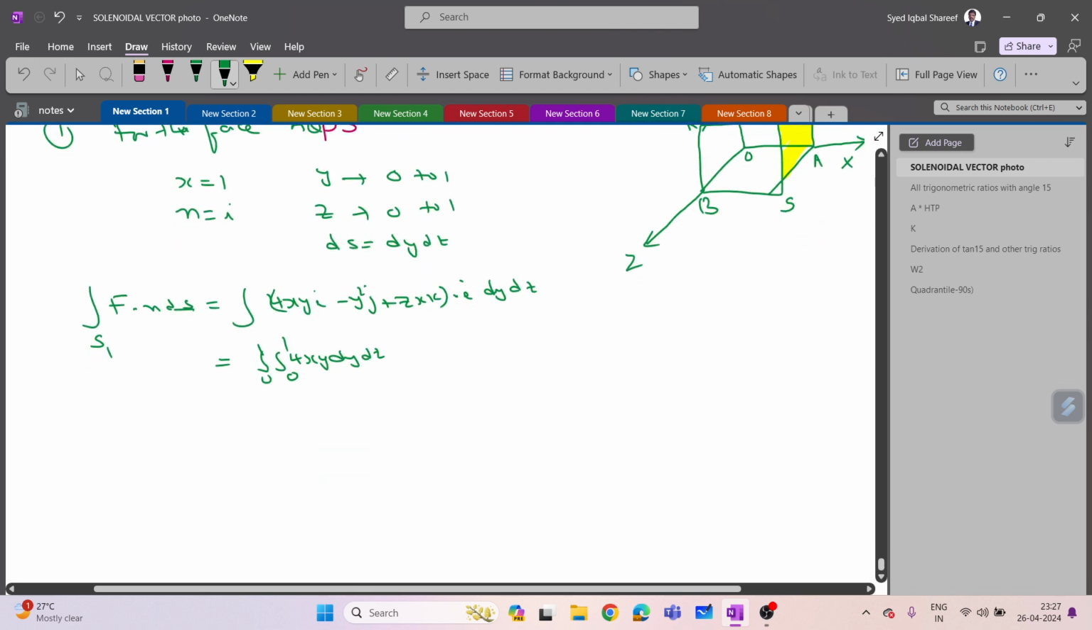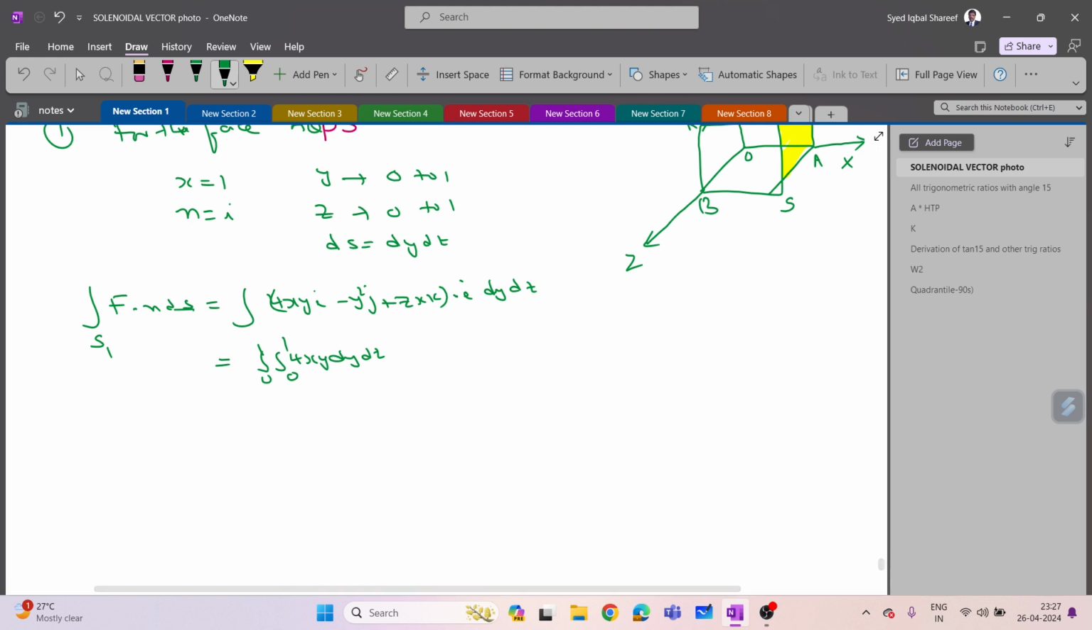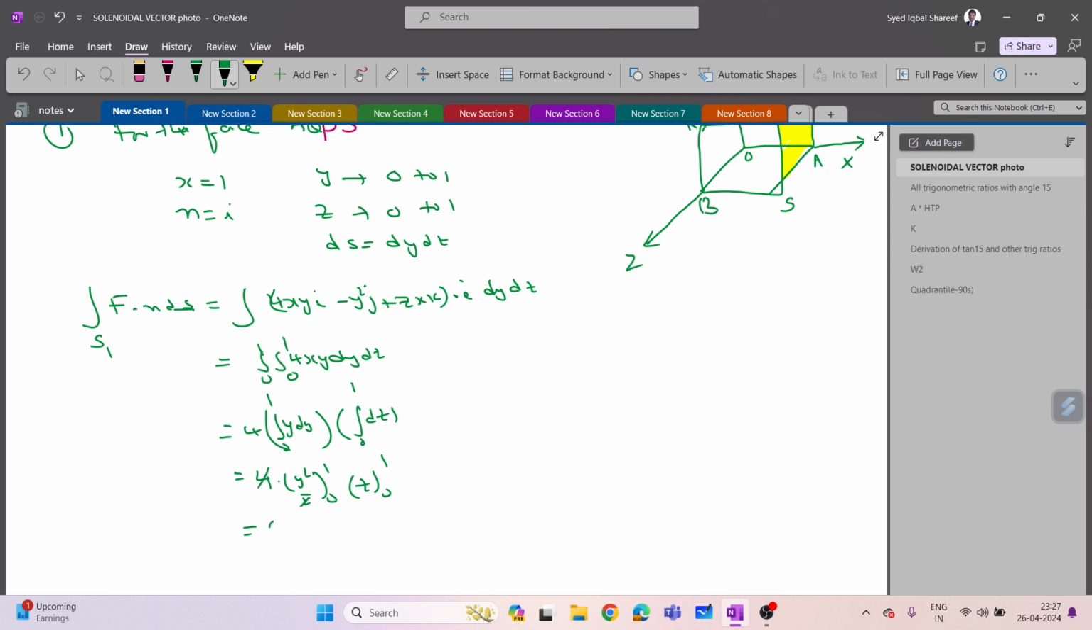And see here, if you substitute, x is 1. So x is 1, you put y. So 4 outside, integral 0 to 1 of y dy, integral 0 to 1 of dz. So this is 4, y is y square by 2, 0 to 1, z is 0 to 1. So here y square is 1, 1 minus 0 is 1, 4 times 1 is 4, 4 by 2 is 2, and 1 minus 0 is 1. This is 2.